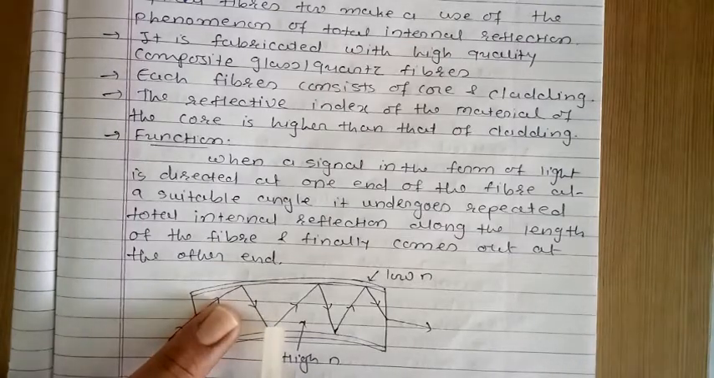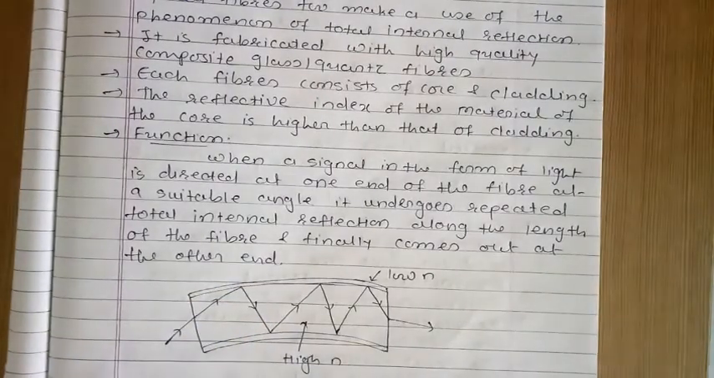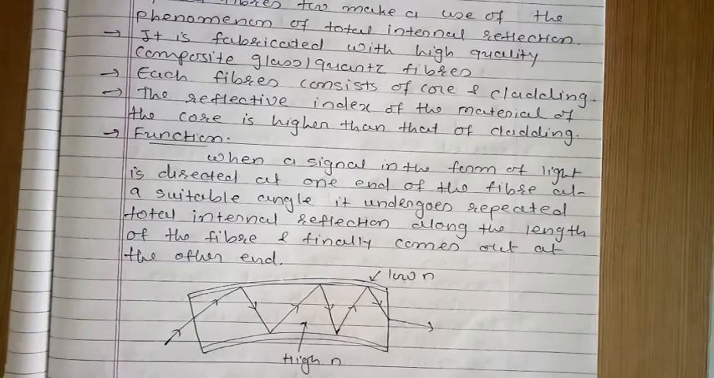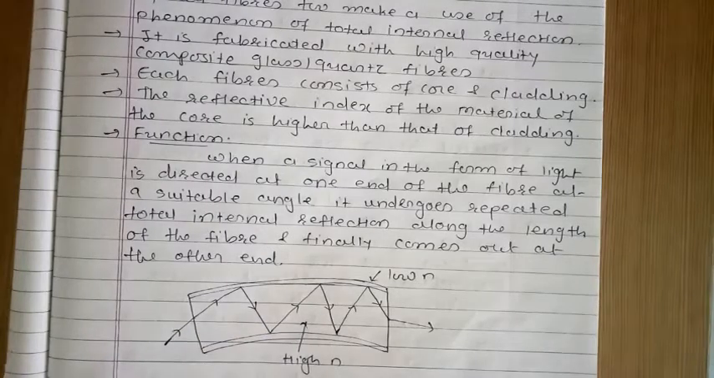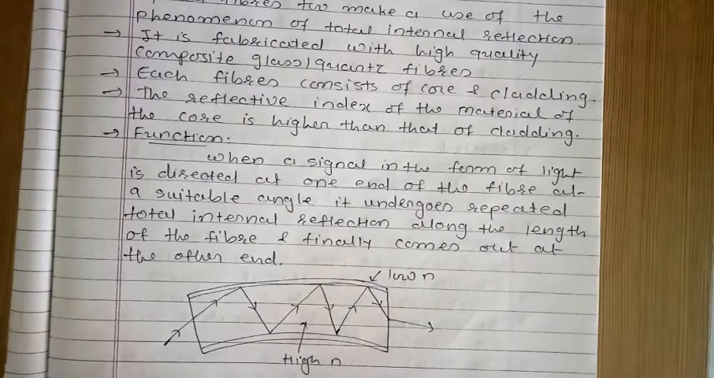You can see this. Now this optical fiber is fabricated such that the light reflected from one side of the inner surface strikes the other surface at an angle larger than the critical angle. So again total internal reflection occurs. This process continues, and at last the light finally comes out at the other end.